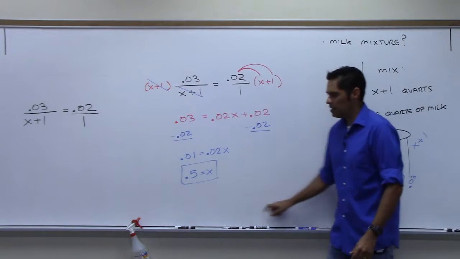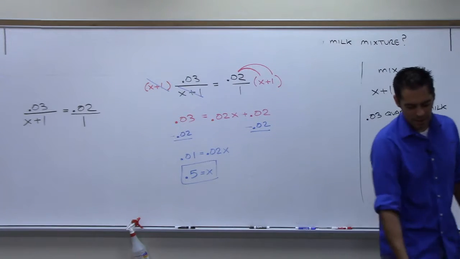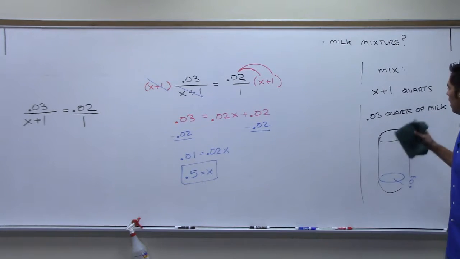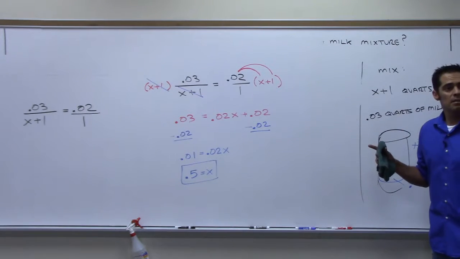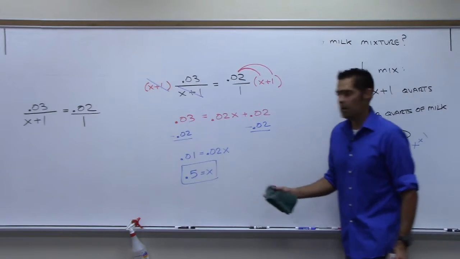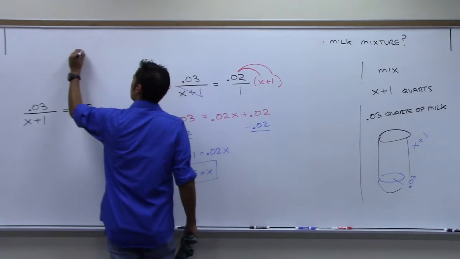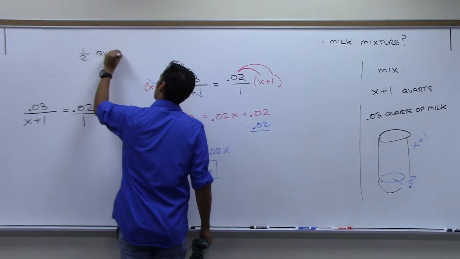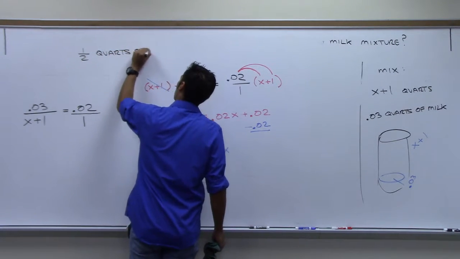So let's see if we can now interpret that answer. What does that represent? What is that? 0.5 what? That's how many quarts of water we're going to add, right? So 1/2, 0.5 quarts of water.